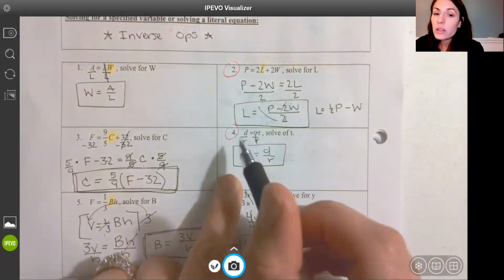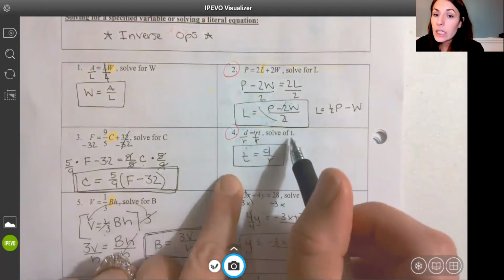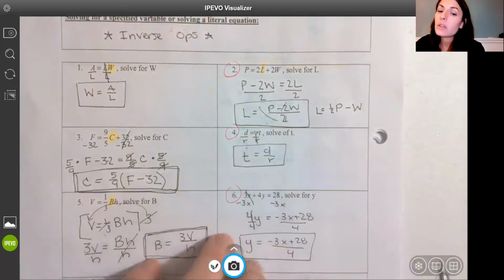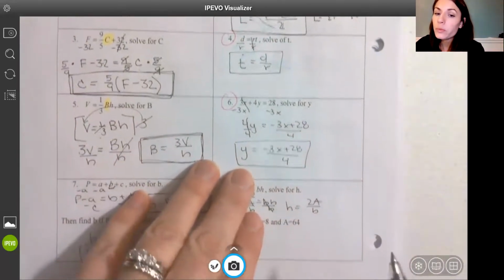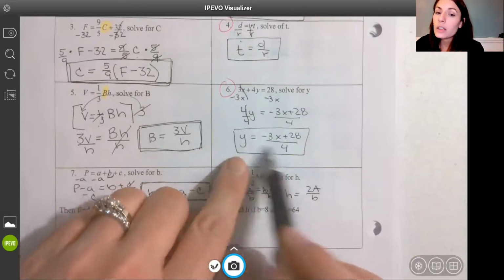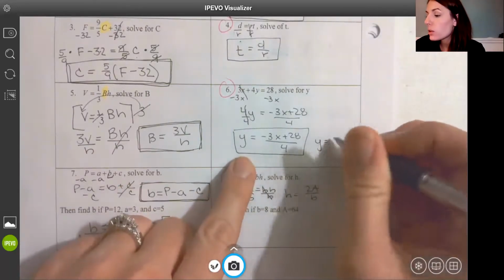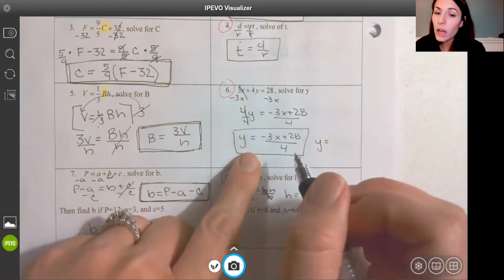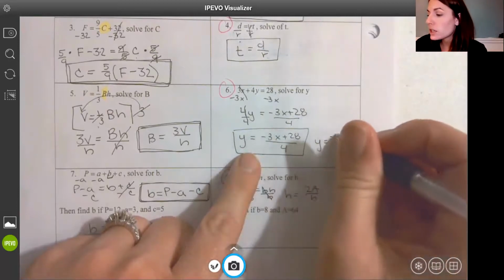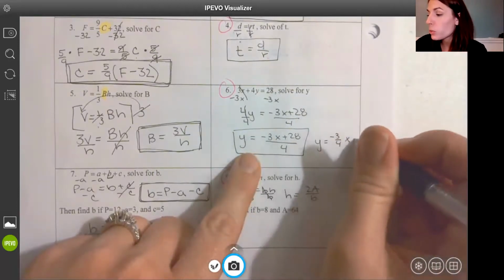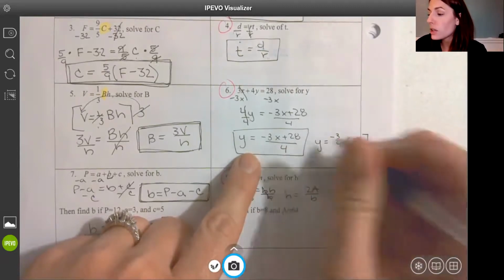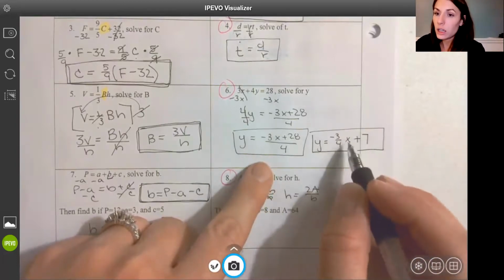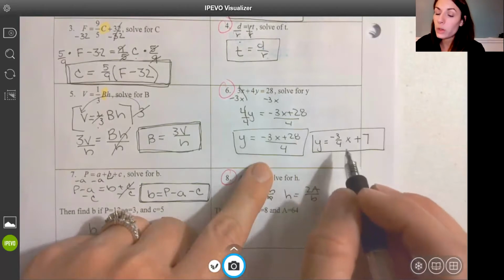Our second equation is a little distance, rate, time, asks us to solve for t, which the inverse of multiplying by r would be to divide by r. So we get t equals d divided by r. And solve for y on 6. So again, on this equation, this is actually a little y equals mx plus b, we're going to use these when we graph, so we could have also written this as -3/4 x plus 28/4 is 7. Okay, so either version of this for right now is fine. Eventually, it's really nice to get here, because this is much more usable for us next unit.